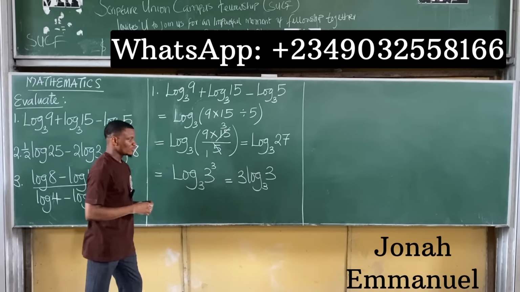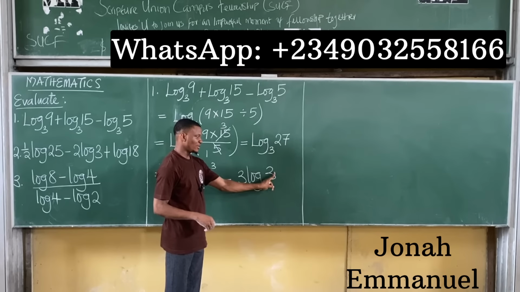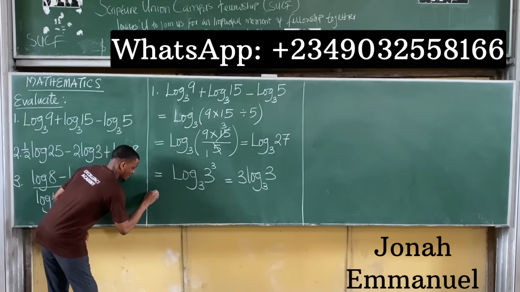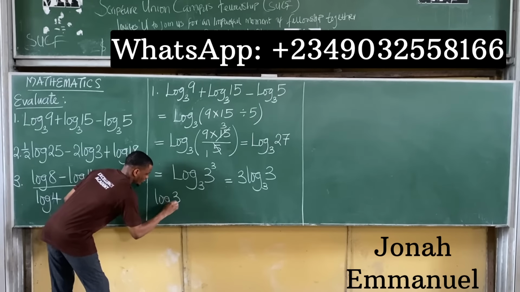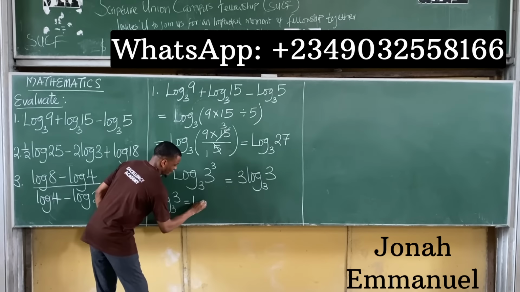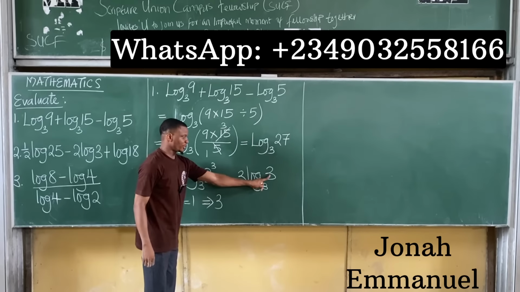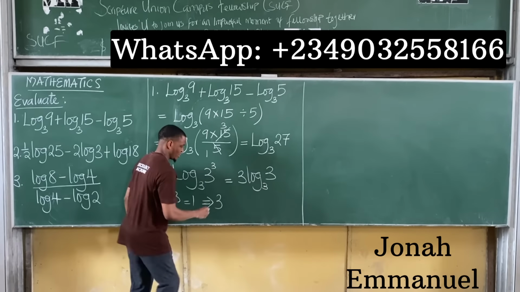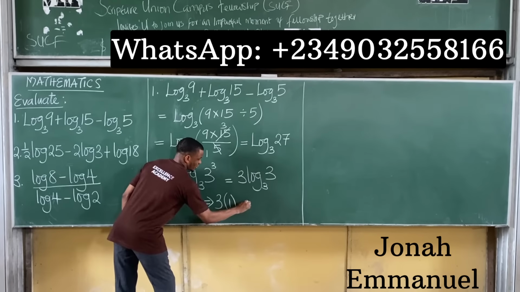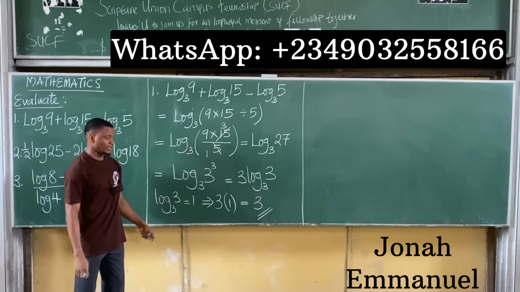So what next? Recall that we said the log of a particular number to the same base is equal to 1. So what does it mean? It means that log of 3 to base 3 is equal to 1, as we said. That means this becomes 3 into log 3 to its own base, that gives you 1. So it becomes 3 times 1, which gives you 3. So my answer to this question is 3.